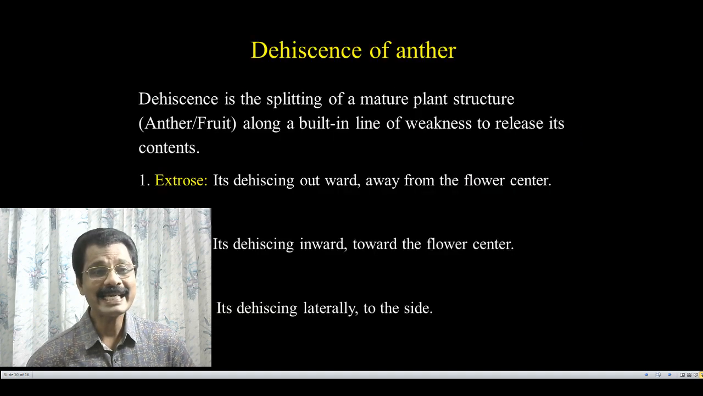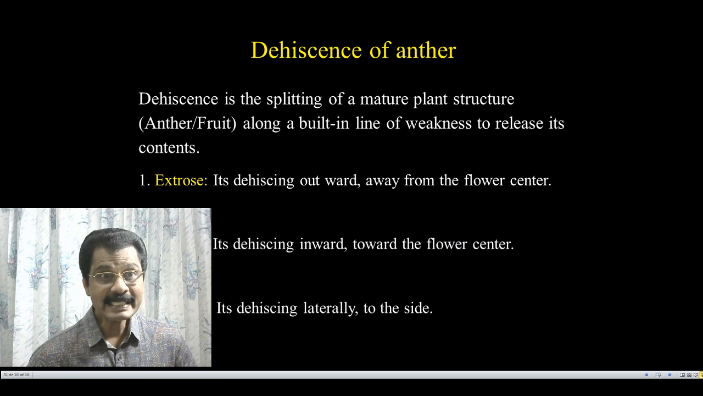Then coming to dehiscence of anther. Dehiscence means splitting of a mature plant structure. Sometimes fruit is also dehiscing. That is called fruit dehiscence. If anther is split open, then it is called anther dehiscence. Right?